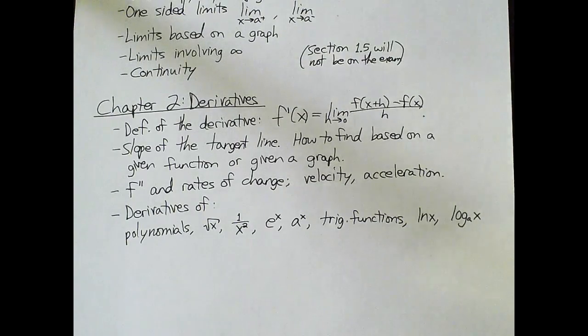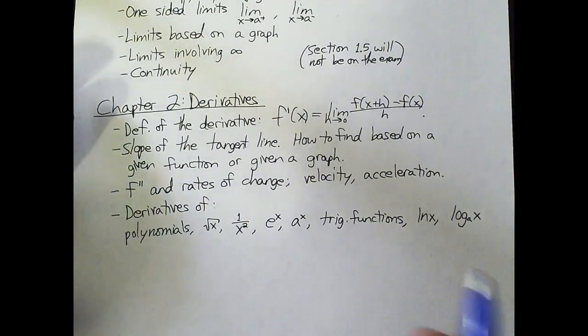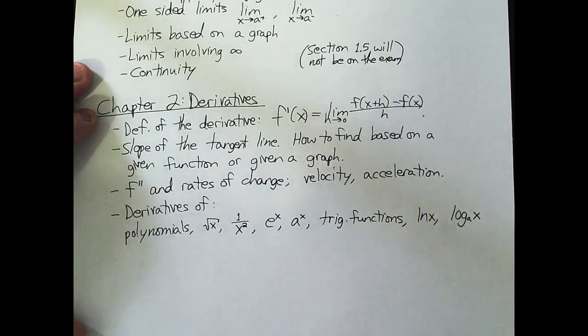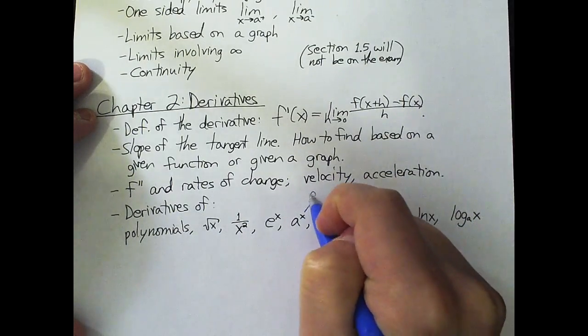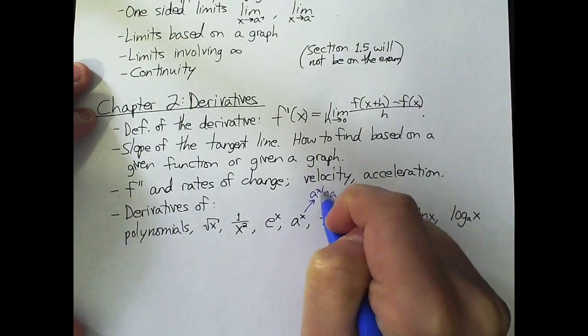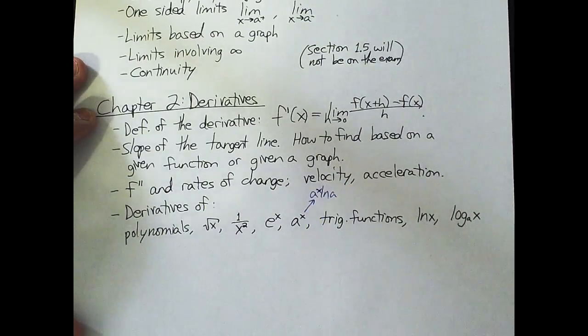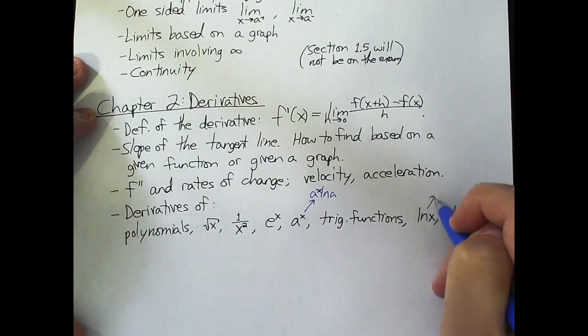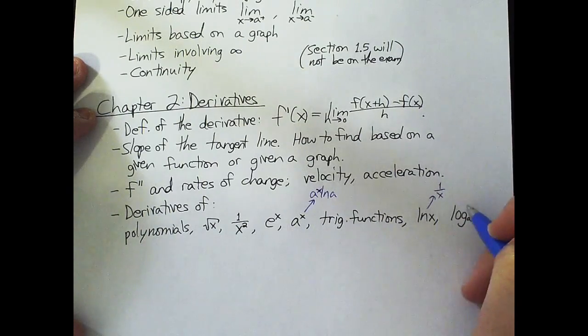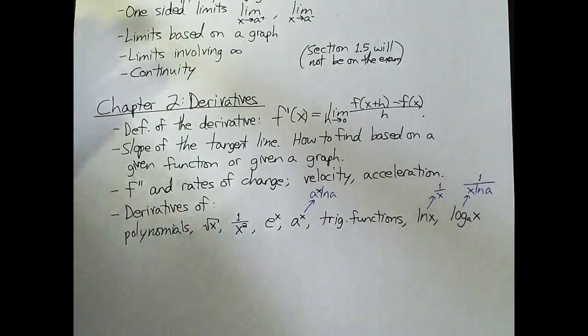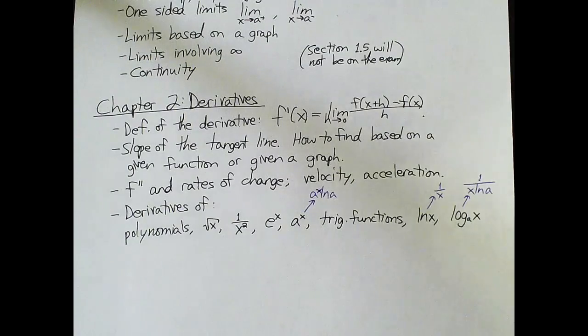Here, I'm going to show you some of these just to remind you. a to the x ln a is the derivative of a to the x. The derivative of ln x is 1 over x, and this is 1 over x ln a, where a is a constant, so ln a is a constant.